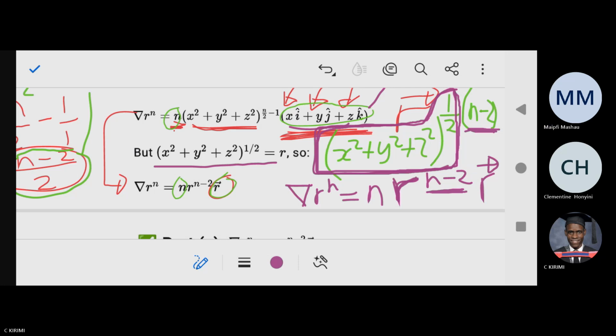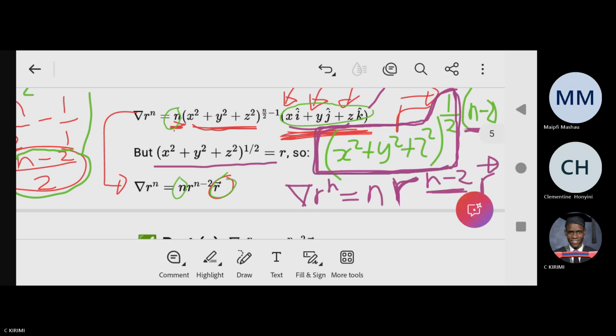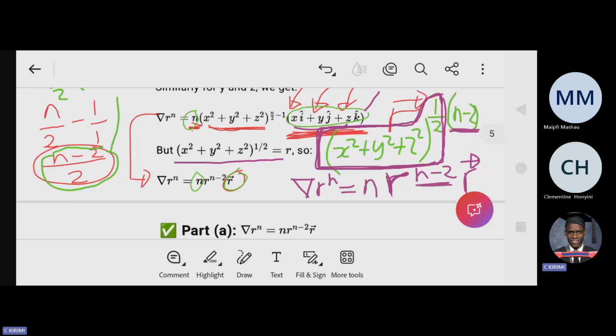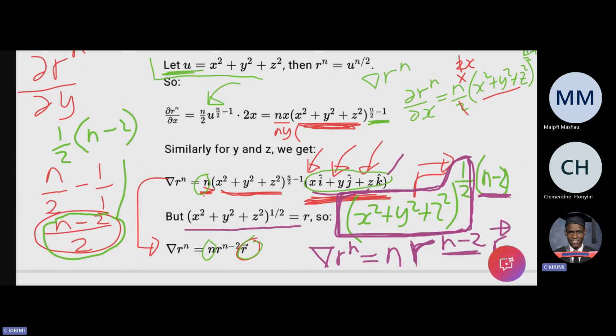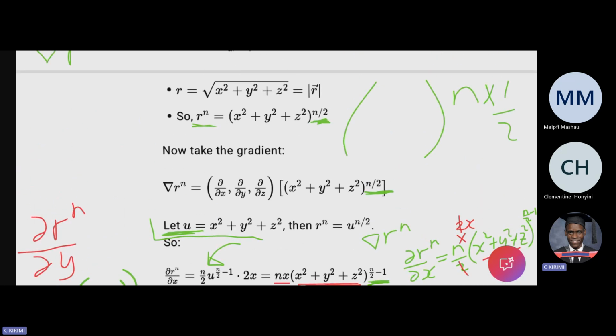Okay. So we'll continue tomorrow. The other ones for partial, yes, we conclude. Just digest this one. You see where you are not getting it right, then I can explain again tomorrow before we start.